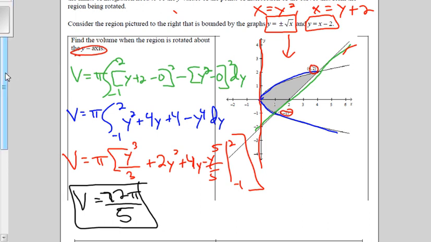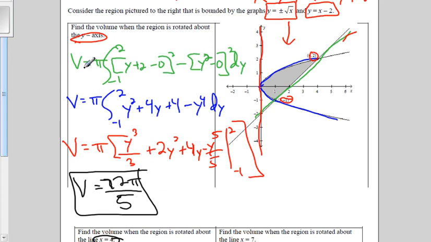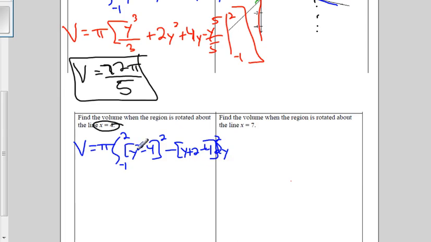Okay, now let's do these last two, one at a time. So this is when the axis of rotation is x equals 4, which is right here, which now makes x equals y squared my outer function and the line my inner function. So obviously that has an impact. Let me set it up. It's always the outer function minus the axis of rotation, squared, minus the inner function minus the axis of rotation, all squared. So there's your pi, there's the radius squared, and there's your height, the dy.